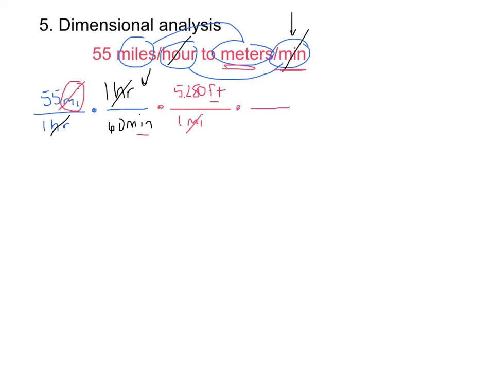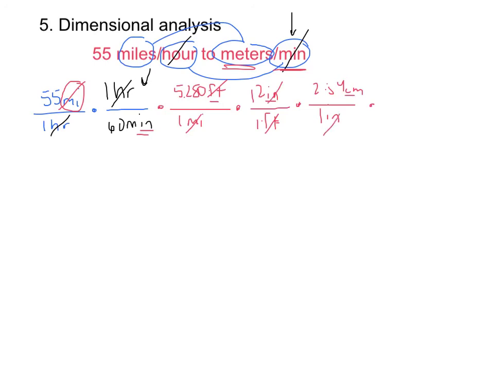I want to cancel out feet because I don't want feet anymore. Let's use another conversion with feet. I know that in 1 foot, there are 12 inches. So how does that help me? I know that I can cancel out feet, and I'm currently left with inches per minute. I want to get rid of inches. So what could help me get rid of inches? I know in 1 inch, there's 2.54 centimeters. From here, inches cancel. I'm now at centimeters per minute.